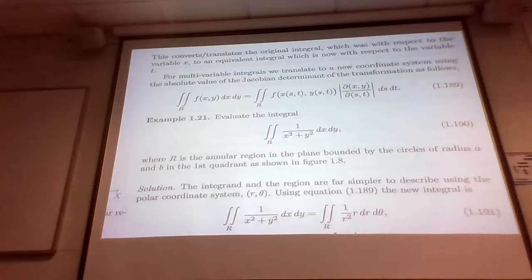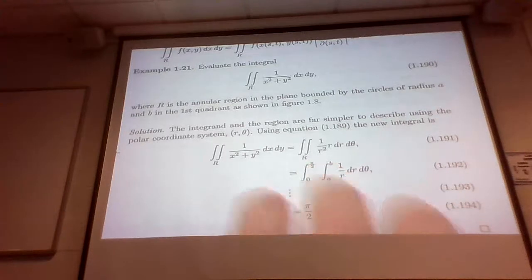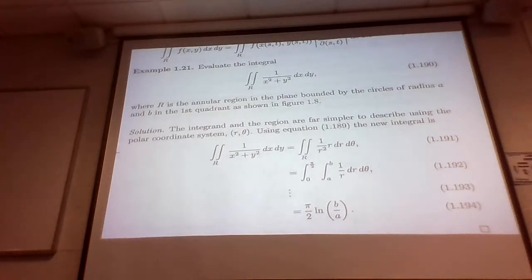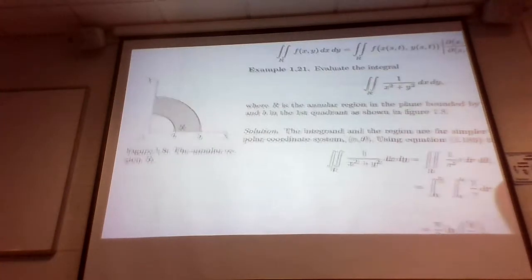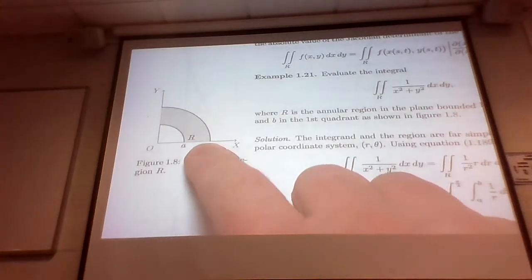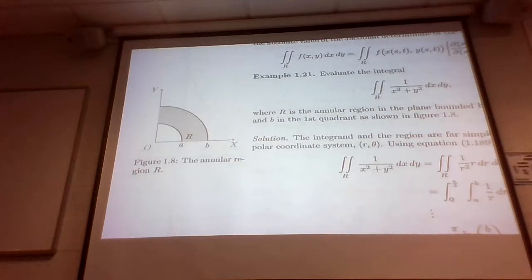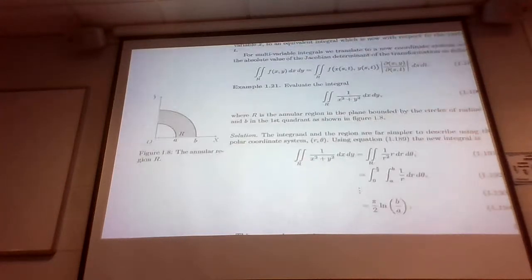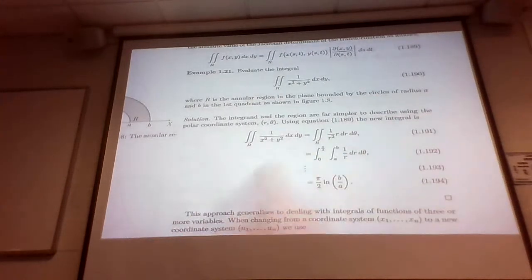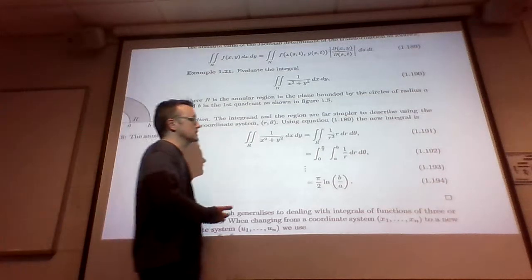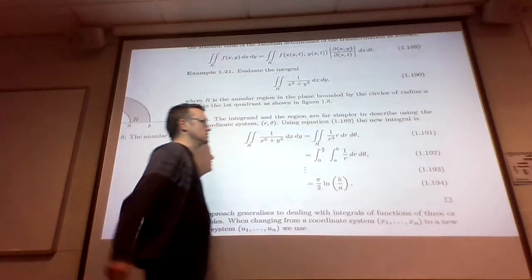We saw an example where we tackled this two-dimensional integral, 1 over x squared plus y squared, integrating it over this region R, this shaded annular region between two circles. Okay, and we saw how changing over to the polar coordinate system meant that the integral could be evaluated relatively painlessly once we'd made the change. Okay, once we changed over into the new coordinate system.